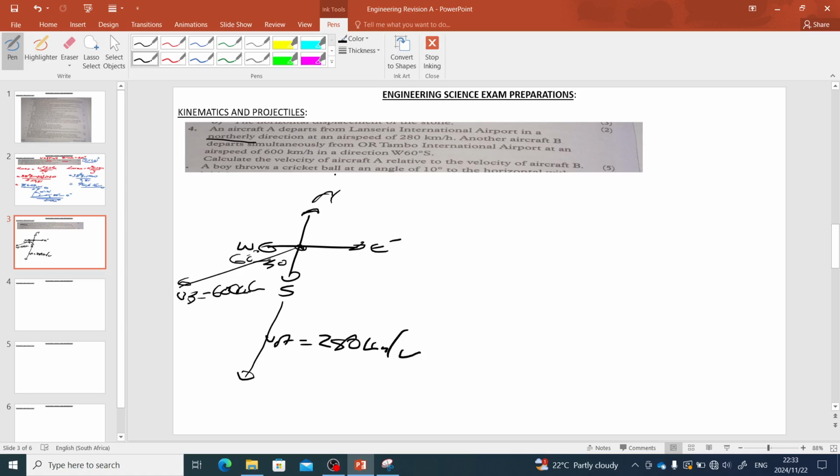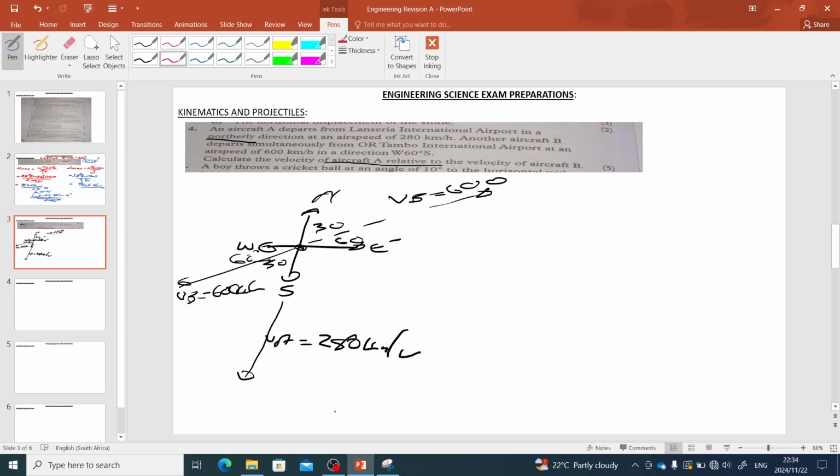They are saying calculate the velocity of craft A relative to B. Now, if you are given this statement, you know that you have to keep A in its position and reverse what? VB. When we reverse VB, it will be the opposite direction. Now, this would be 60, that would be 30. Now, this is what we have here.